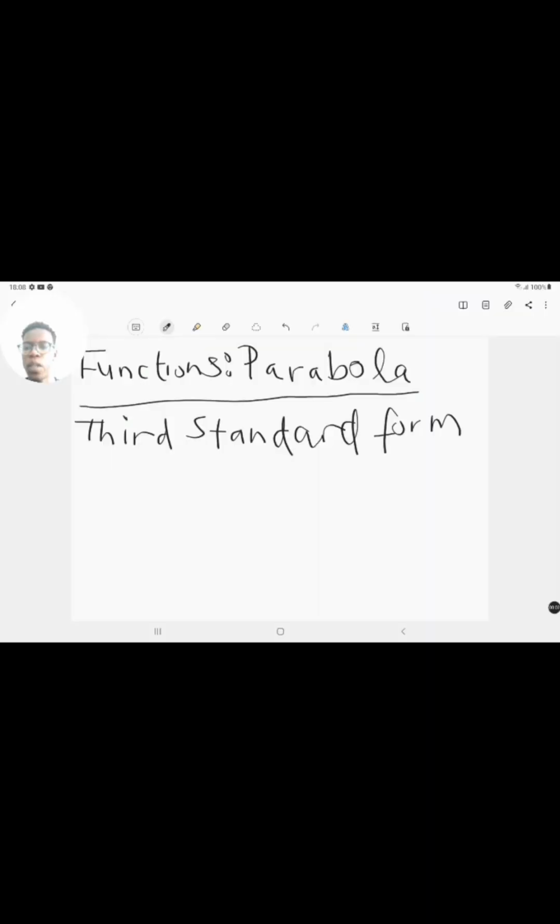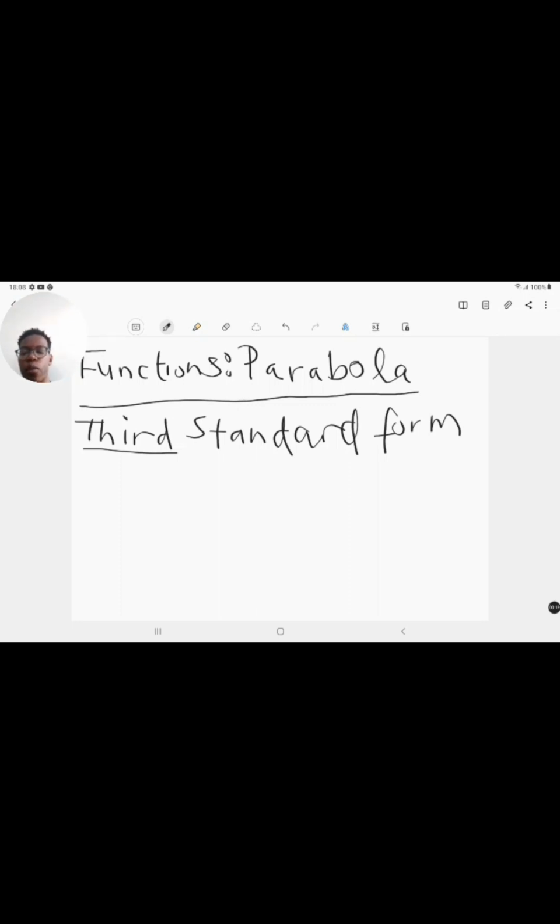Let's get right into it. Okay, in this video we are going to be continuing with our lesson on the parabolic function, or the quadratic function, and we will be looking at the third standard form of our quadratic functions.